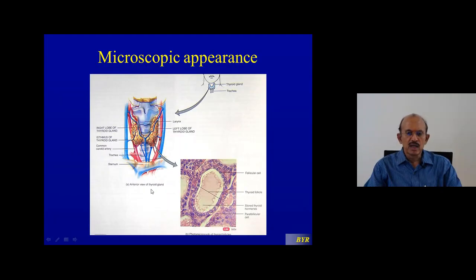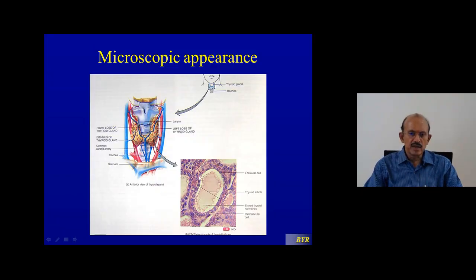The microscopic appearance: each lobe is divided into multiple lobules. And each lobule, when you study it, you will find it has follicles. These follicles are lined by cuboidal cells, and in the center, you find globulin. This globulin is called the thyroglobulin.